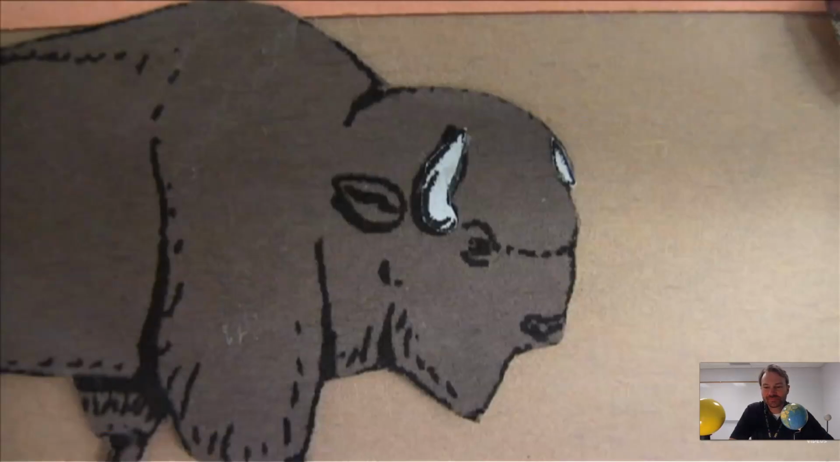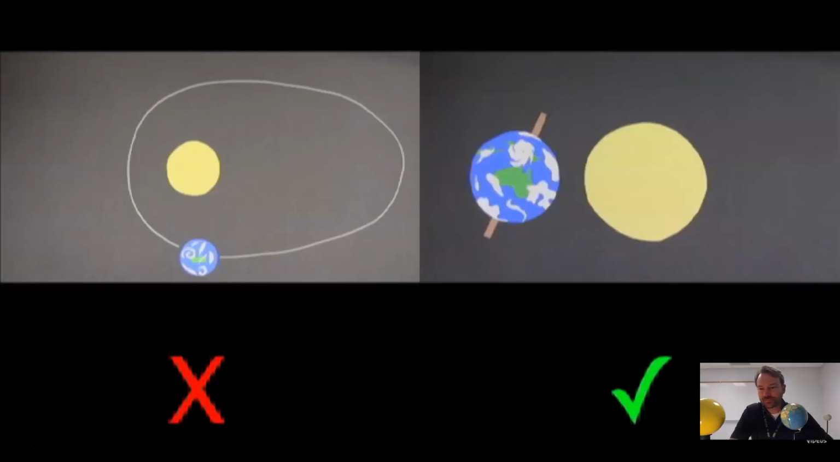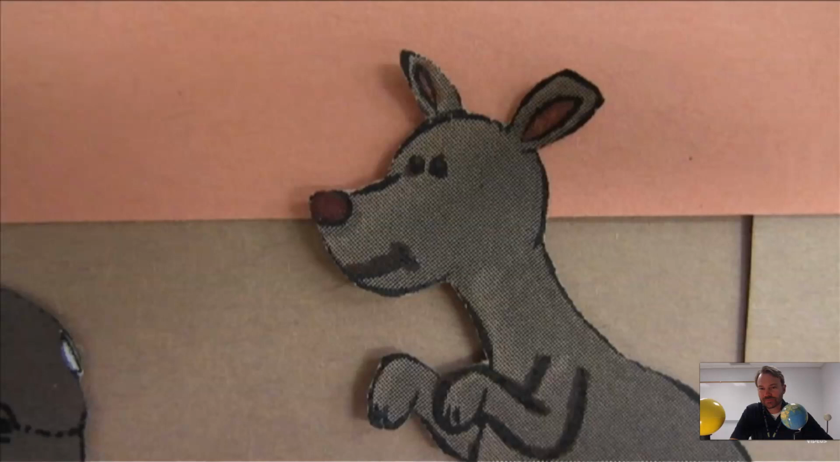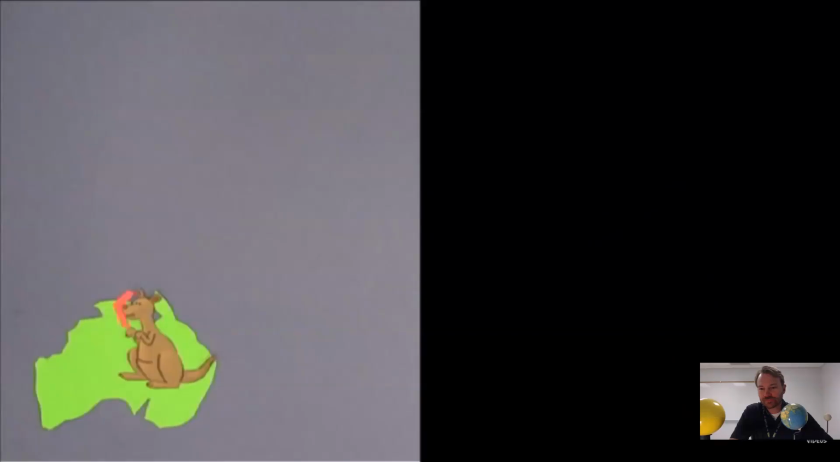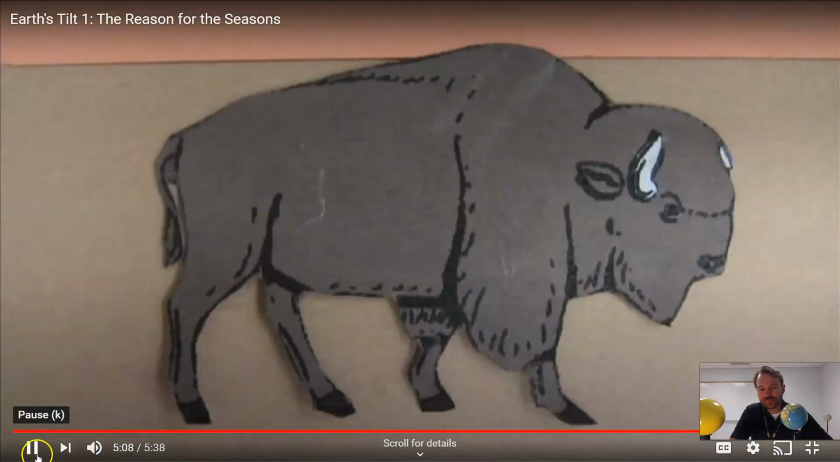Awesome. So it's not how close the Earth is to the Sun that matters, but instead it's the tilt of the Earth. Which is also why it's winter in Australia at the same time as it's summer in America.